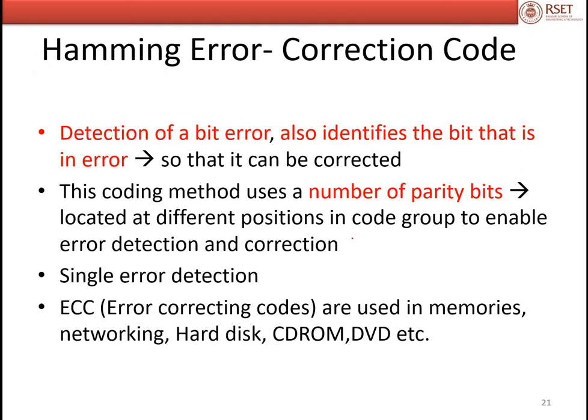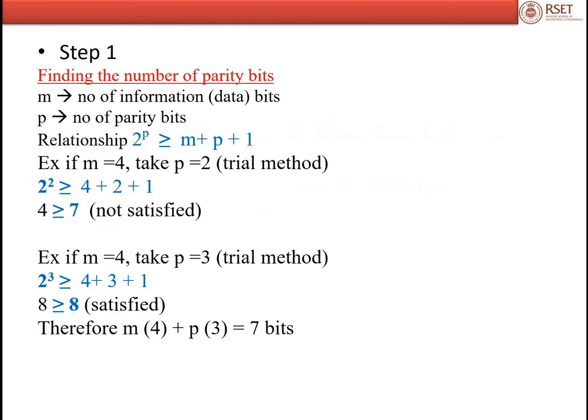So I told that the parity bits will be located at different positions. First step, we have to find how many parity bits should be used. Let m be the number of information bits that is to be transmitted and let p be the number of parity bits. Here it has to satisfy a relationship: 2 power p is greater than or equal to m plus p plus 1.